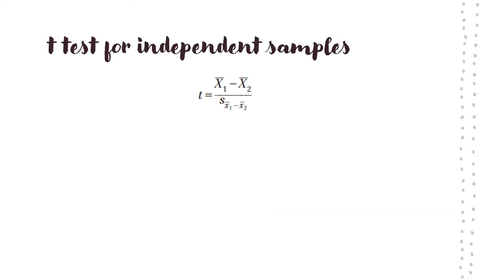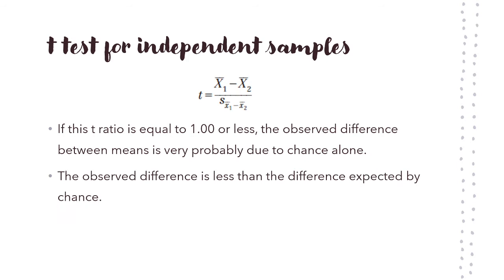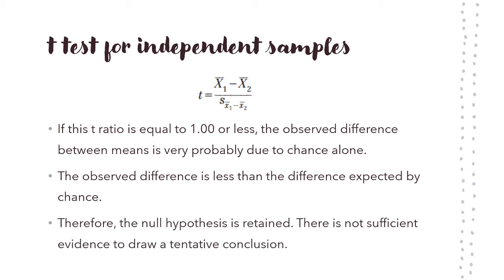So this is the formula for the t-test for independent samples. If this t ratio is equal to 1 or less, the observed difference between means is probably due to chance alone. So it's just chance. That means there isn't any significant difference. The observed difference is less than the difference expected by chance. Therefore, the null hypothesis is retained. That means we don't have sufficient evidence to draw a conclusion that there is a significant difference.